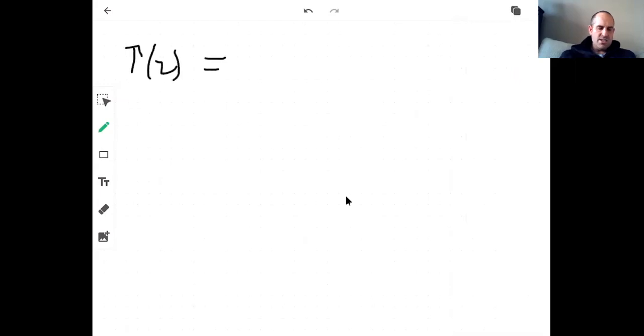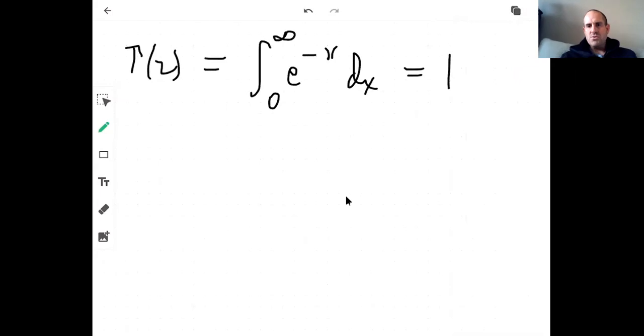Gamma of 2 ends up being equal to the integral from 0 to infinity of e to the minus x dx. And you might say to yourself, well, that looks a lot like what I just did a minute ago, and that was 1. So gamma of 2 is 1, and you say, wow, what's going on here?